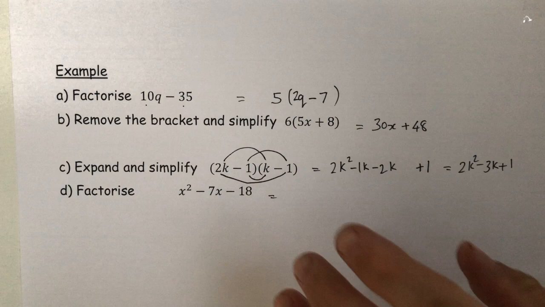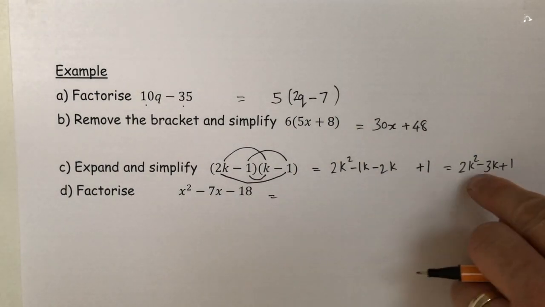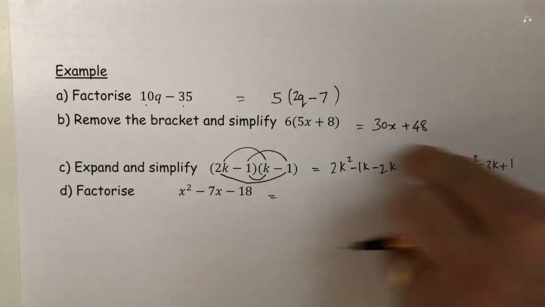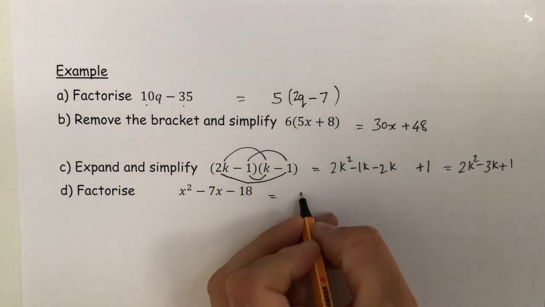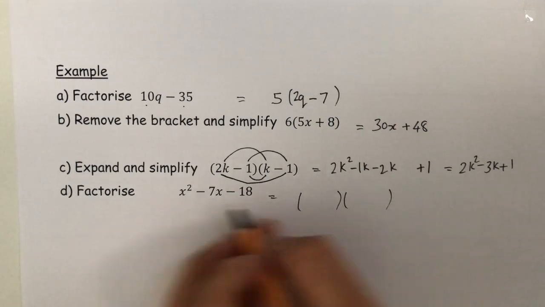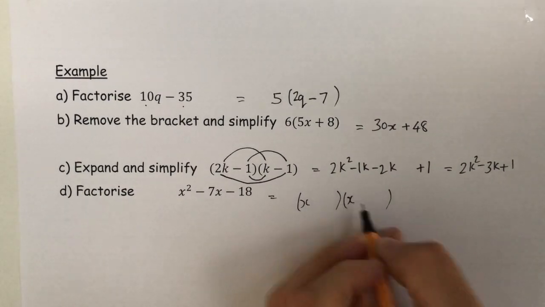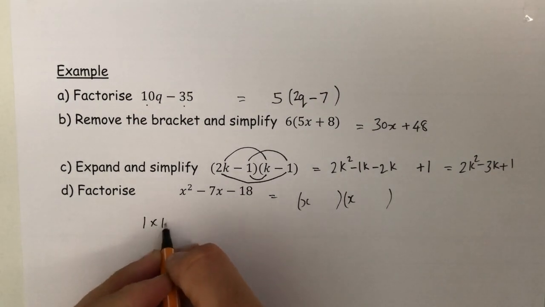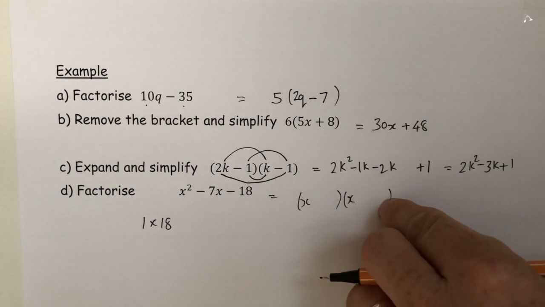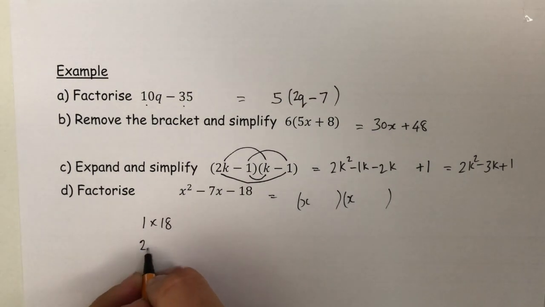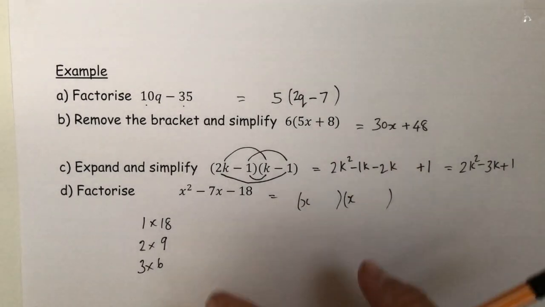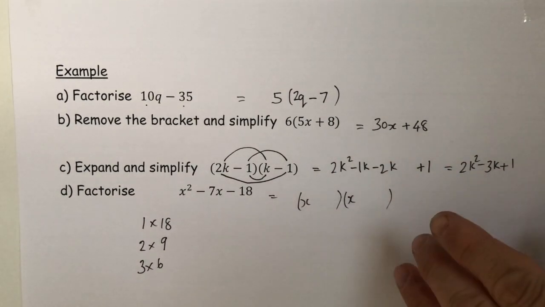In the last question, setup is very similar to the last one. I'm doing the reverse, going from that back to the brackets, and initially x squared, x times x, that's the easy part. However, 18 can be written as 1 times 18, so it could be 1 in there, it could be 18 in there. It could be written as 2 times 9, or it could be written as 3 times 6. And by trial and error, you pick one of those and try it out.